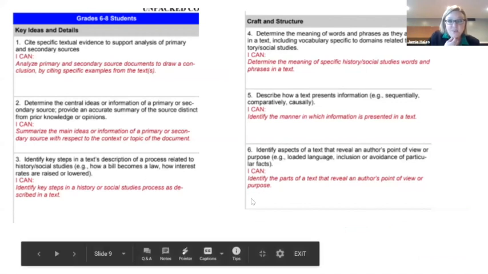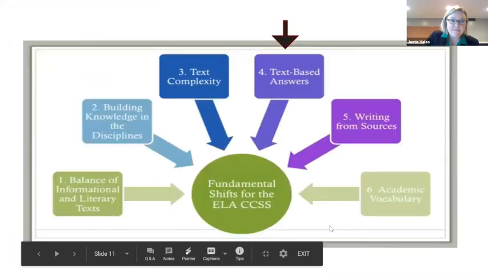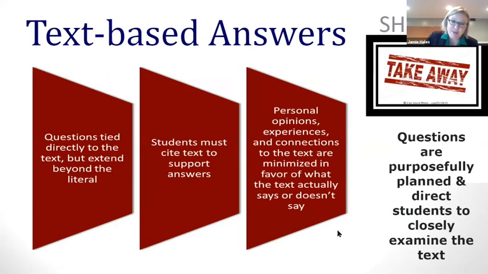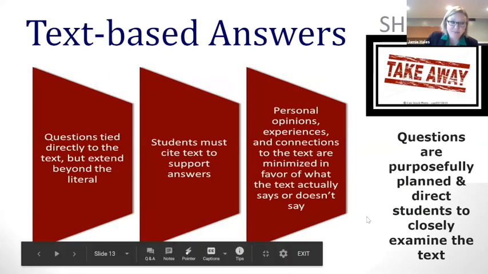And then the next one is the diagram that Becky already talked about, but as we move on, we're going to really focus on that number 4, text-based answers. So we've already started talking about some of those shifts, but for the purpose of our time today, that's where we're going to focus.